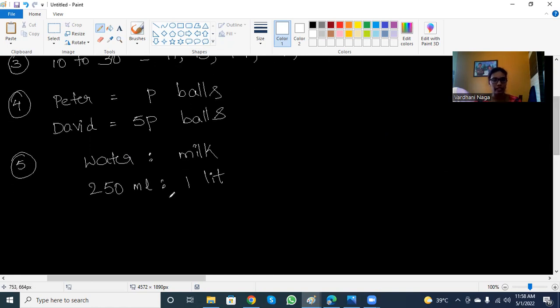Before we calculate the ratio, the units must be the same. Why? Because a ratio doesn't have units. So they should have the same unit so that we can cancel the units and focus on the numbers. Here it is milliliters and here liters. So I'm converting the greater unit into the smaller unit. 1 liter is equal to 1000 milliliters.